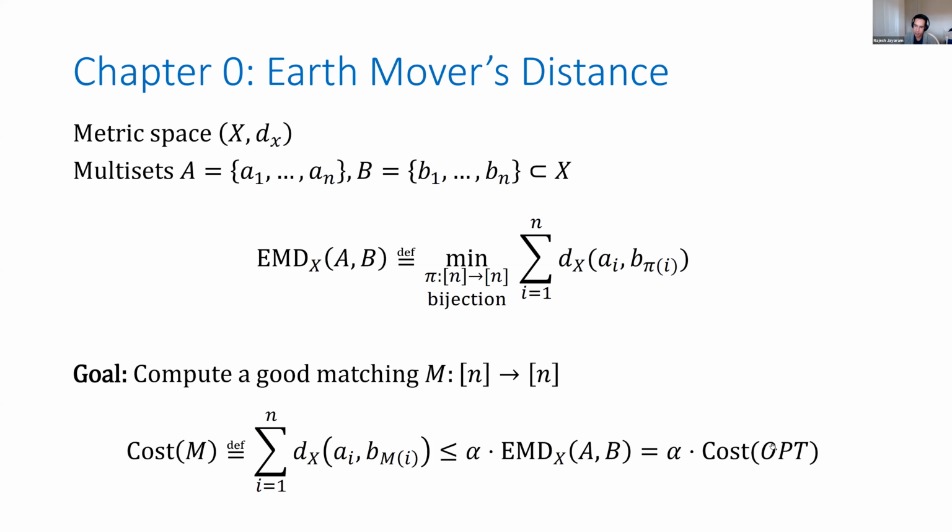And for this talk, we're just going to fix some matching OPT, which will be any optimal matching between the points in A and the points in B. So the cost of OPT is the Earth mover distance.